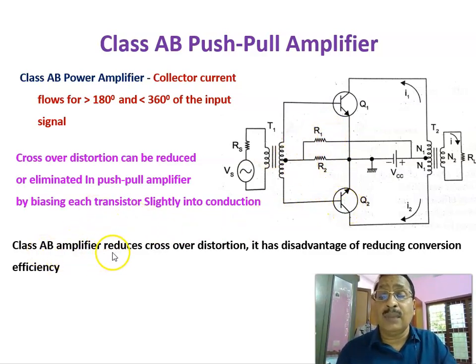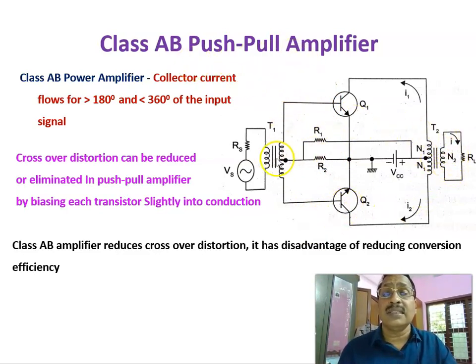The class AB power amplifier reduces the crossover distortion, but it has the disadvantage of reducing the conversion efficiency, since conversion efficiency of a class AB push-pull amplifier is in between that of class A and class B. Here crossover distortion is removed by biasing like this arrangement. It's a push-pull amplifier itself, but the only thing is that we are providing two resistors for biasing these transistors into conduction so that the crossover distortion is removed in class AB push-pull amplifier.